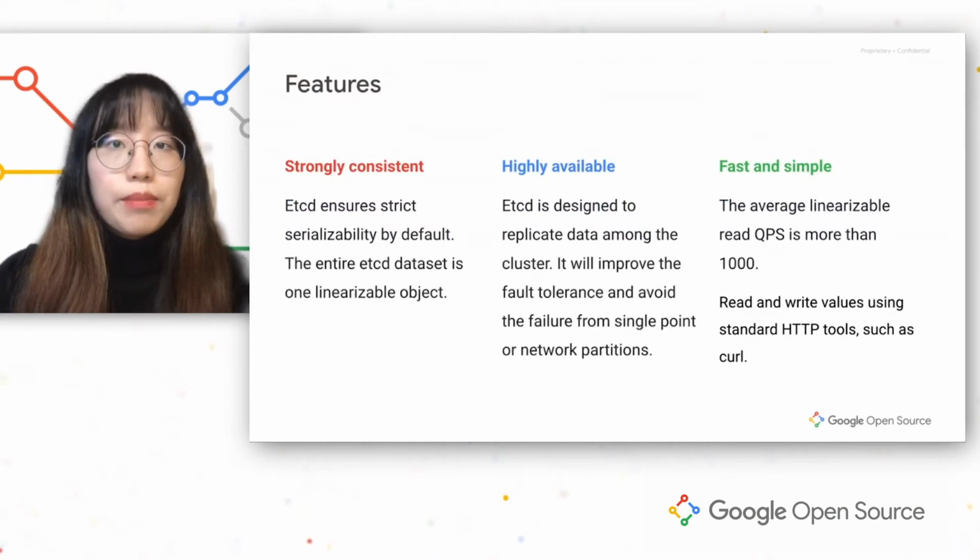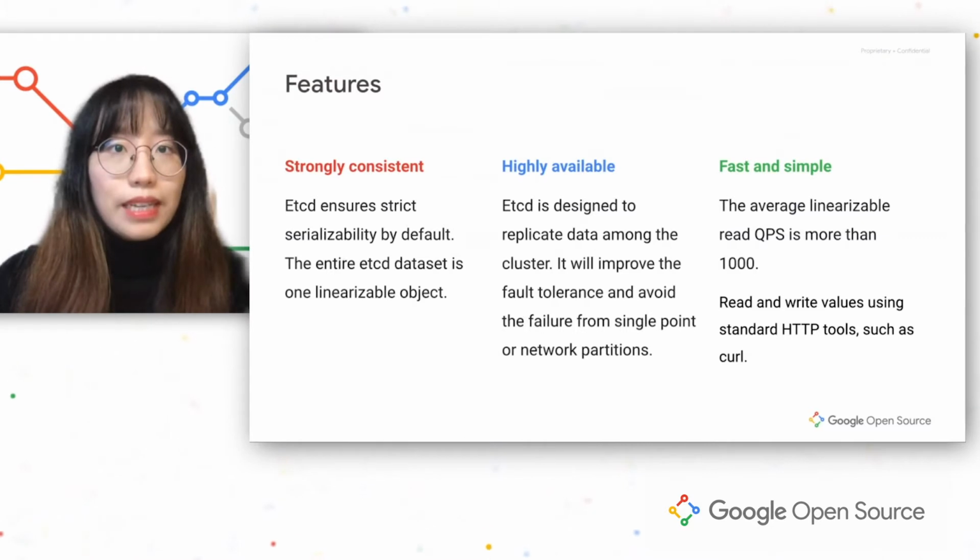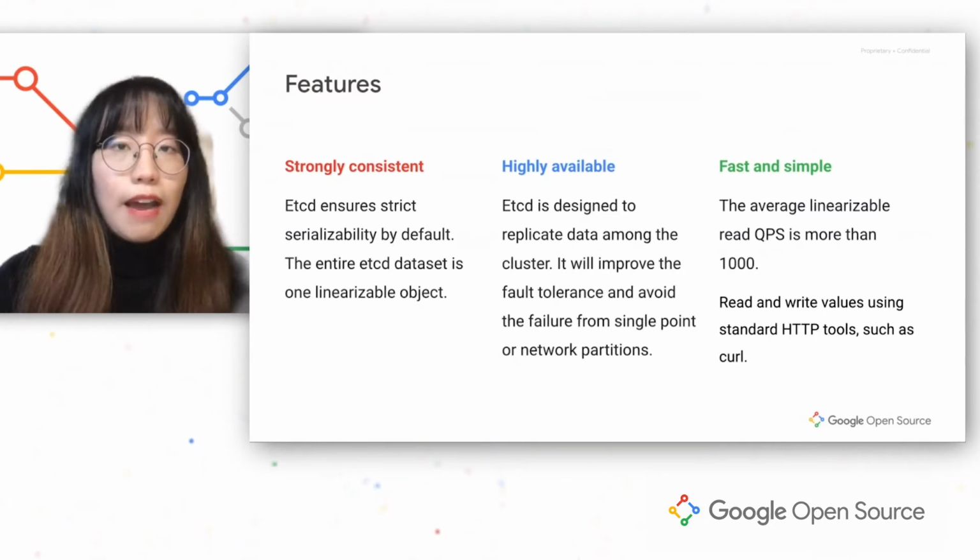ICT focuses on some key features. Here I listed three of them, which I think are the most important. The first one is consistency. ICT ensures strict serializability by default, which is a strong consistency model. It means the operations appear to have occurred in some order, consistent with the real-time ordering of those operations. For example, if operation A completes before operation B begins, then A should appear to precede B.